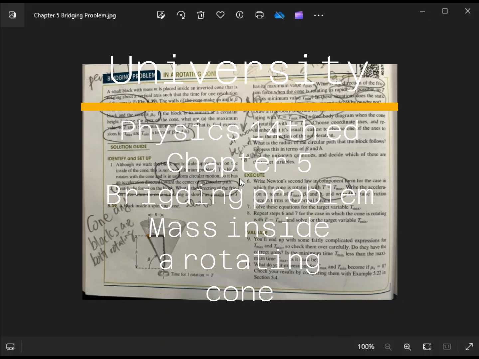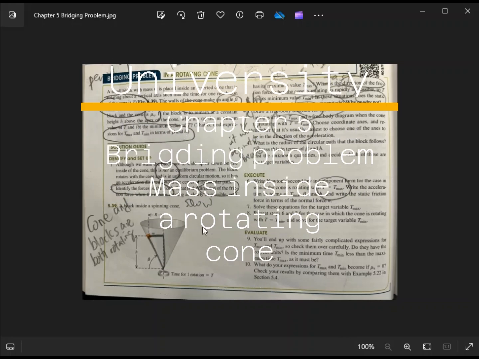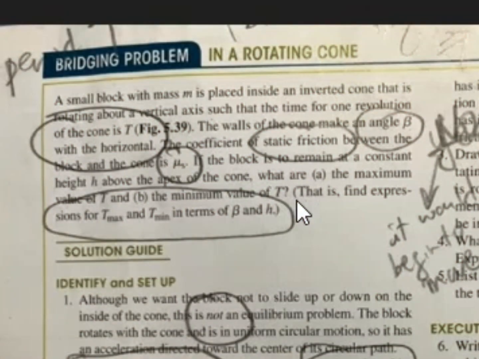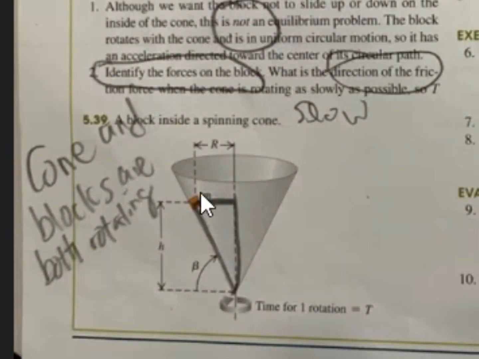Okay, so we continue with the previous recording for a bridging problem, a piece of mass inside a rotating cone. So now we're going to look at the other free body diagram associated with this problem. The problem is asking us to find a maximum period as well as the minimum period for which the cone could rotate, so that the piece of mass would stay intact or adhered to the cone.